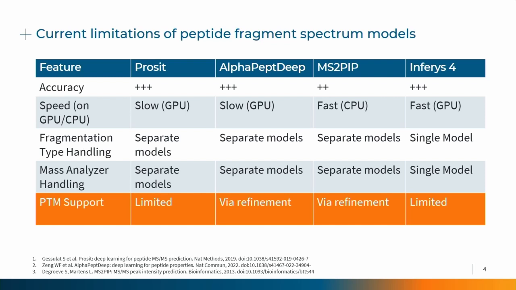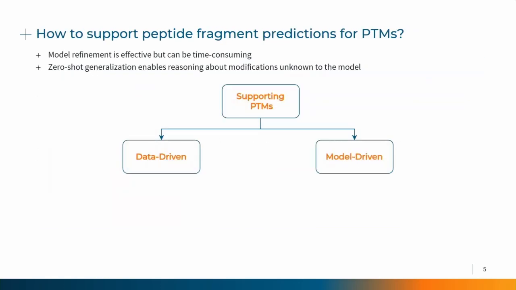But the most important question for this research is, can these models support predictions for any post-translational modification? In the case of AlphaPepDeep and MS2PIP, the users have an option to take new training data and refine the existing pre-trained model on the new PTMs. In the case of PROSIT and INFERYS 4, we have a predefined set of PTMs for which we can predict fragment intensities. So the question is, how can we support prediction of fragment intensities on any post-translational modification?